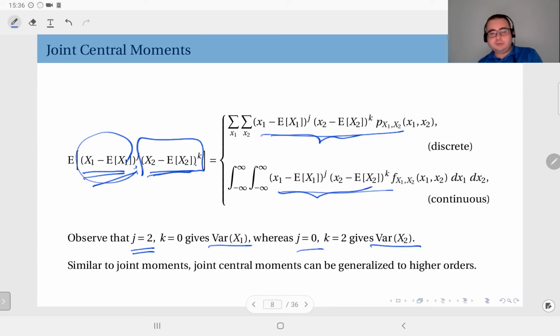So similar to the single random variable case, where the variance is a central moment, here we have central moments defined in a more general sense. Again, we can generalize these to higher orders, not only x1, x2, but x1 up to xn. The definitions are exactly the same.